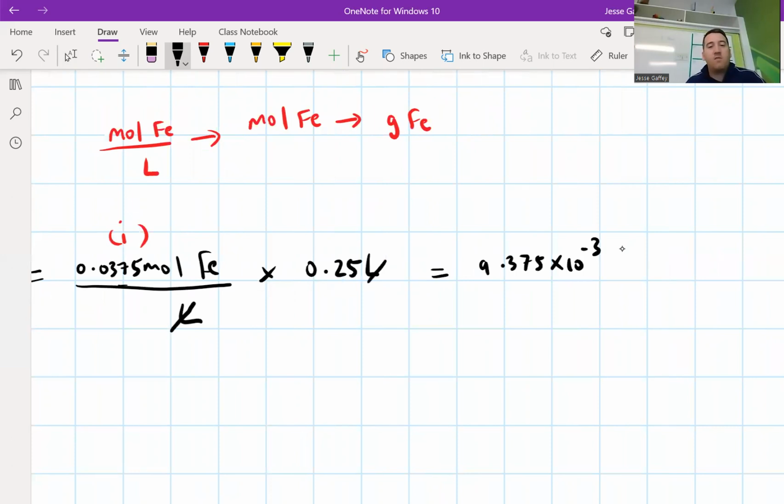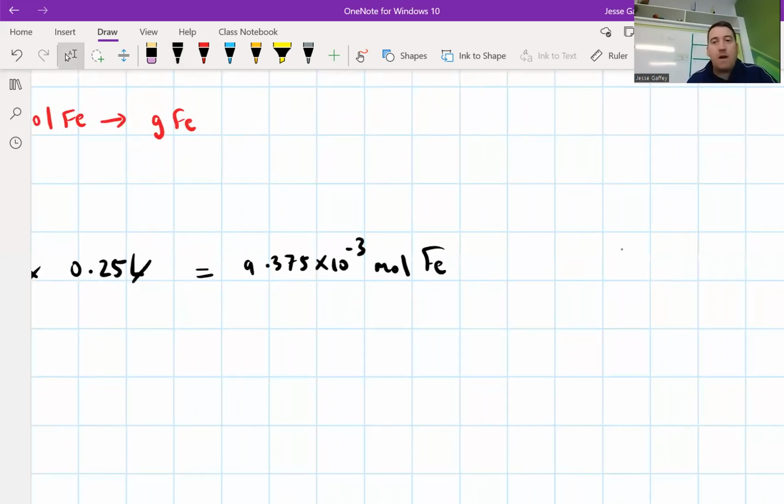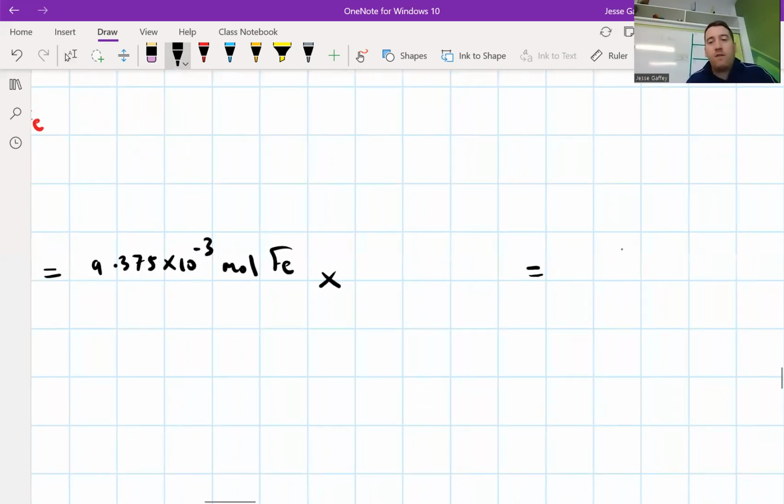So this is the amount of moles of Fe I had when I made up my solution of iron. Now I want to convert that to grams of Fe. So I've got moles of Fe and I want to get grams of Fe. Again, what will I multiply this by so that it leaves me with grams of Fe over here? I'm going to need a fraction here. Pause the video and work out what will be on the fraction.